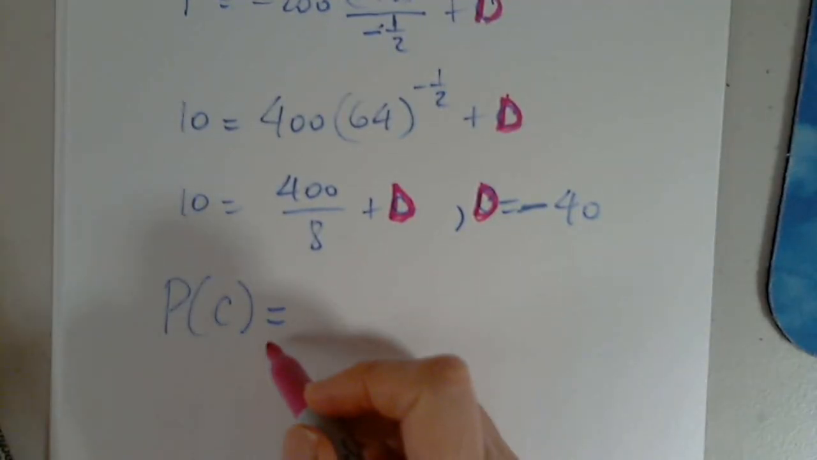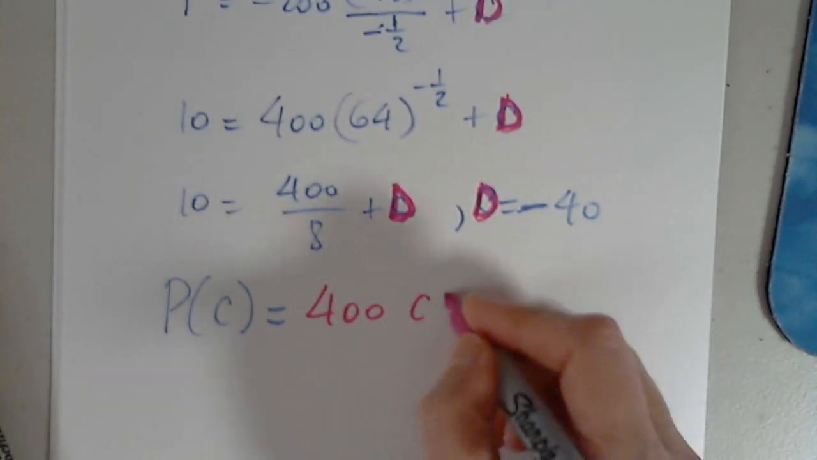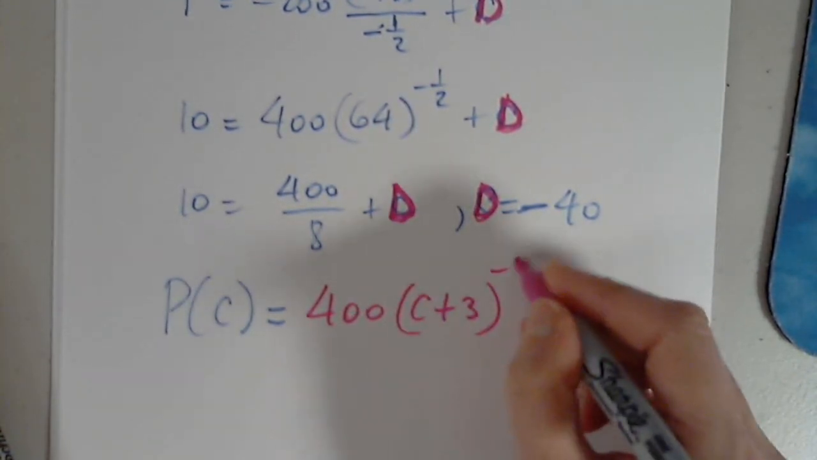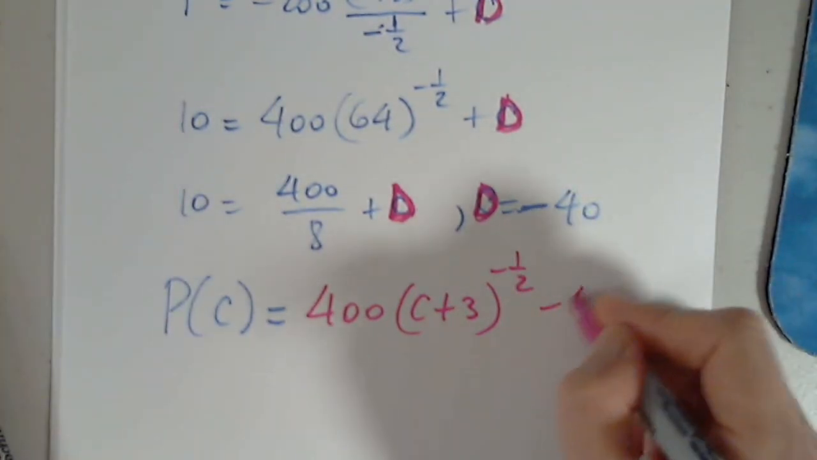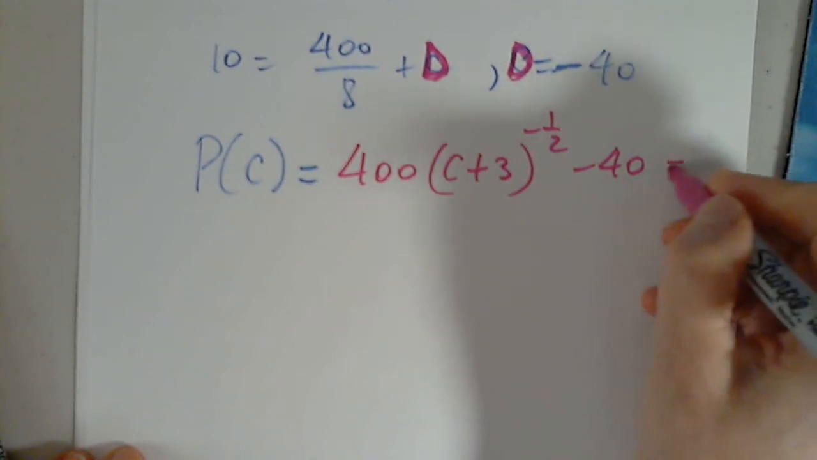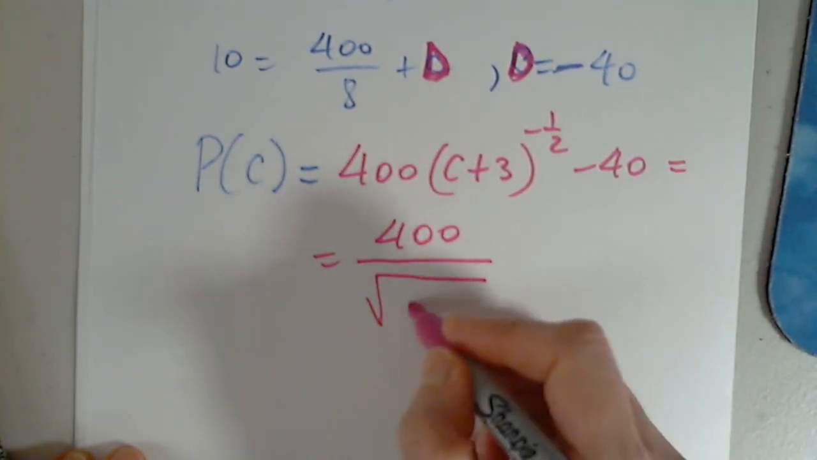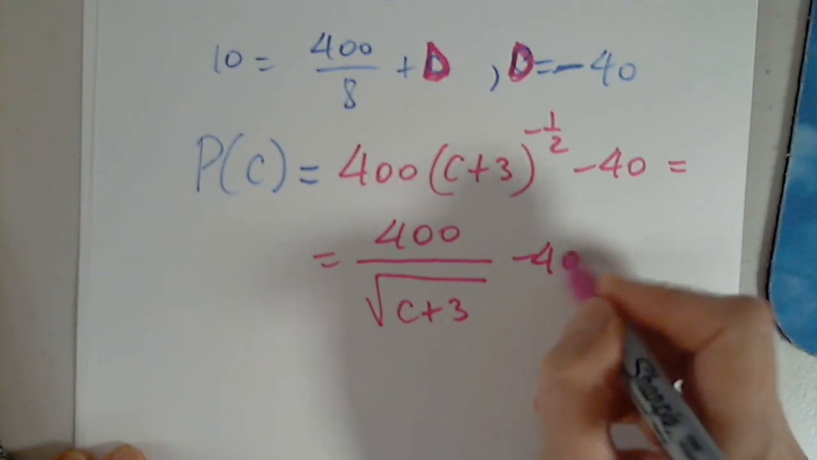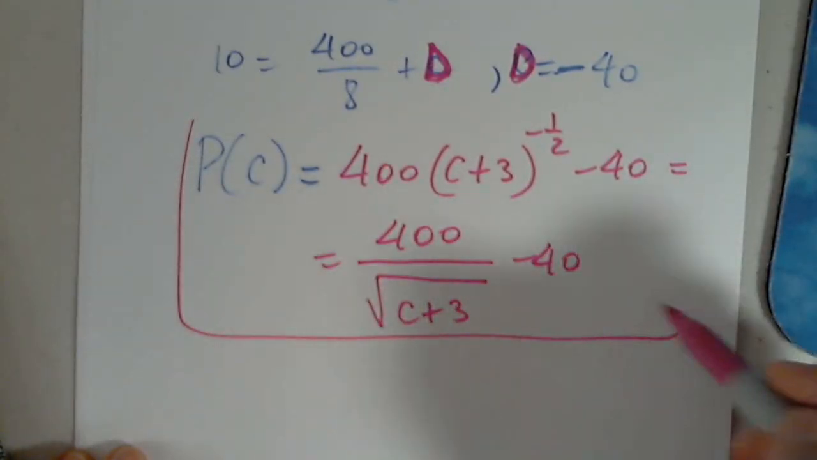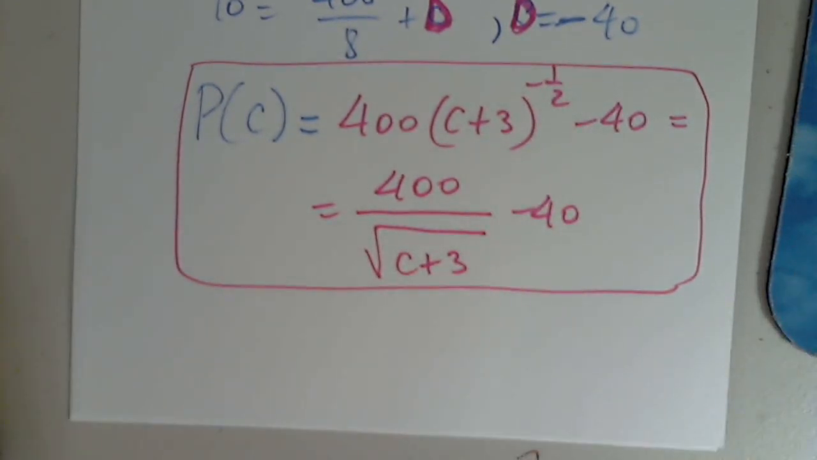Okay, so then p of c equals 400 (c + 3) to negative 1/2 minus 40. Or you can also write it as 400 over the square root of c plus 3 minus 40. This is the profit function. We solved the differential equation to get that.